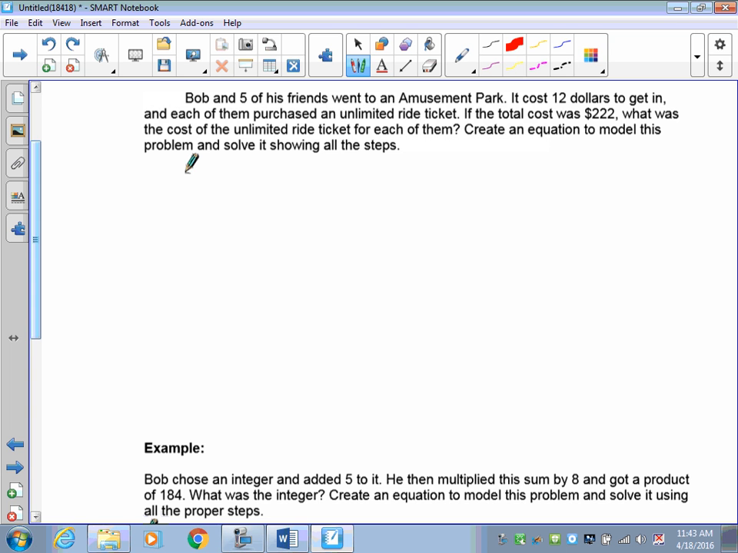All right. First off, Bob and his friends went to an amusement park. It cost $12 to get in, and each of them purchased an unlimited ride ticket. So they spent $12, and then they also purchased a ticket. I'll use T for the unlimited ride ticket. And there was Bob and 5 of his friends. That's a total of 6. So 6 of them spent $12 plus the unlimited ride ticket, and the total came up to be $222.